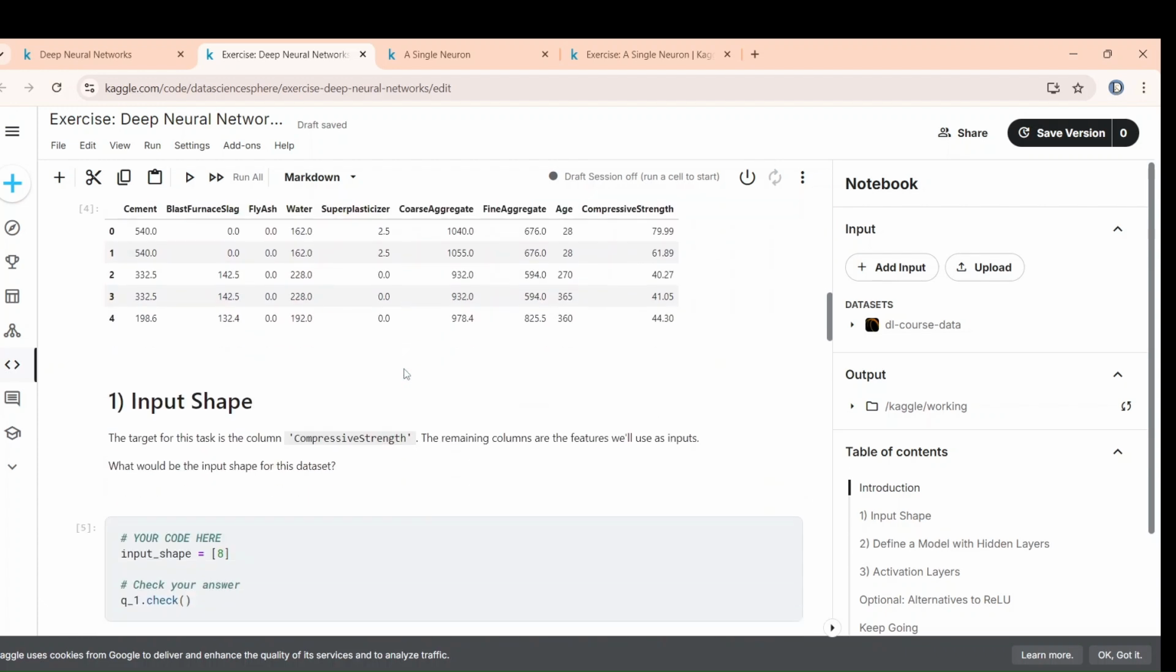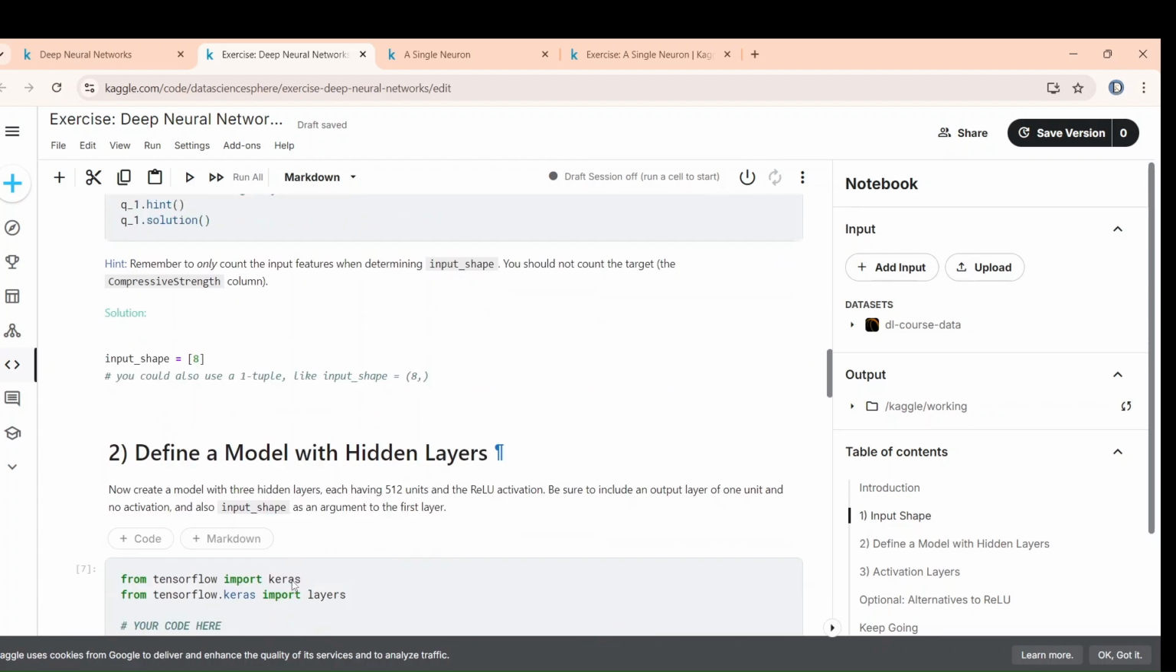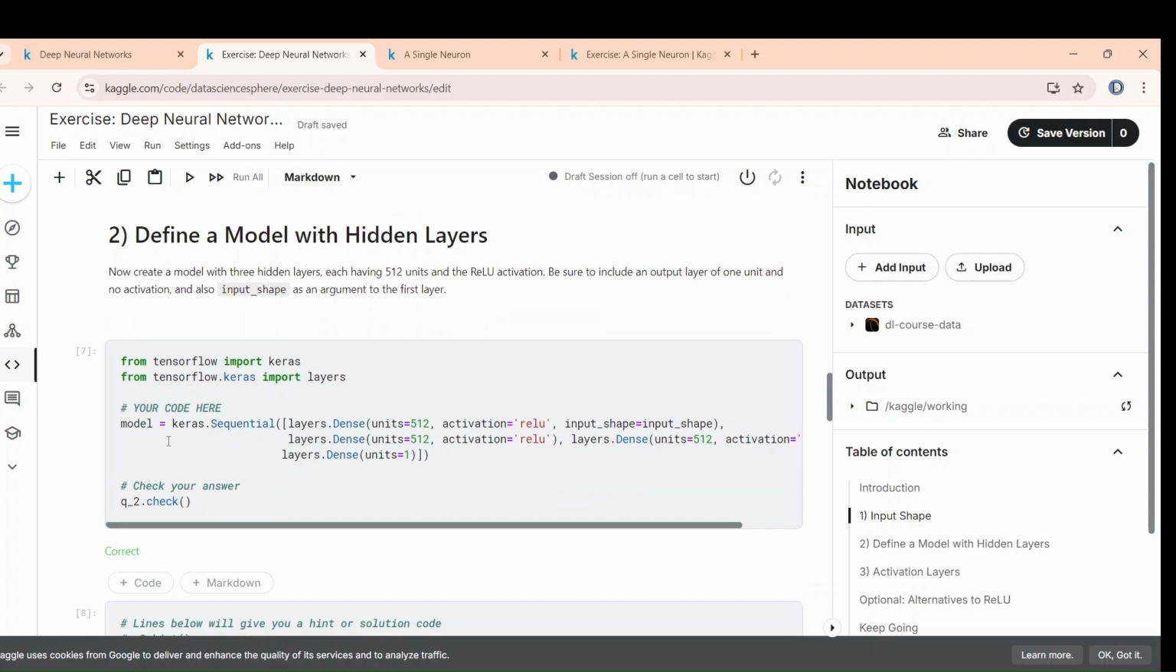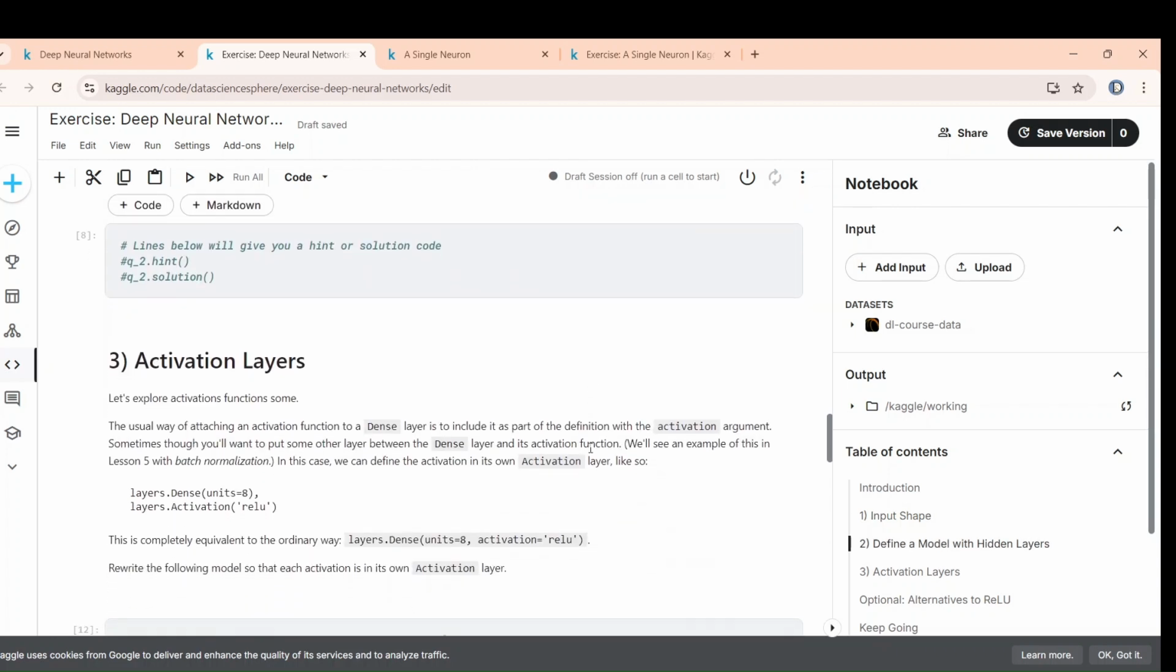Like what is the input shape and define a model with hidden layers. These inside layers are hidden layers. This is the input layer because you are providing the input shape. This is a hidden layer. Sorry, this one is a hidden layer. This is also a hidden layer, and the last one is the output layer. Okay, so we have defined a model with hidden layers.